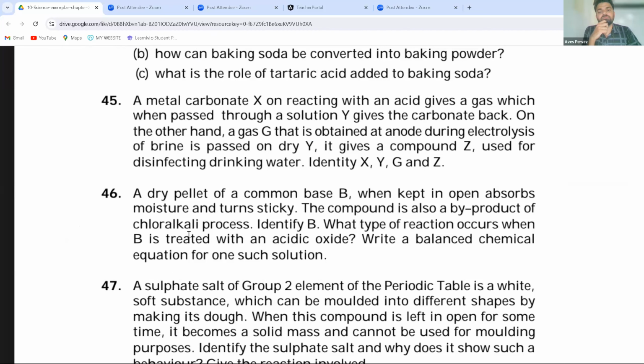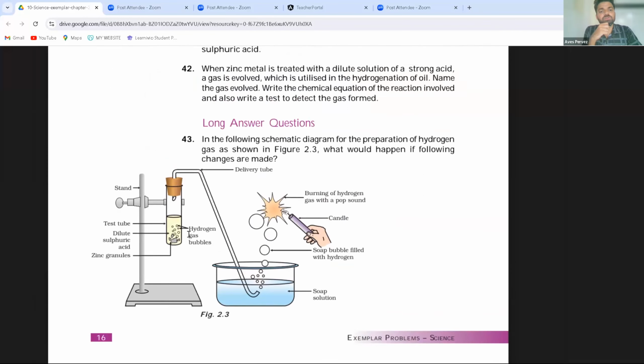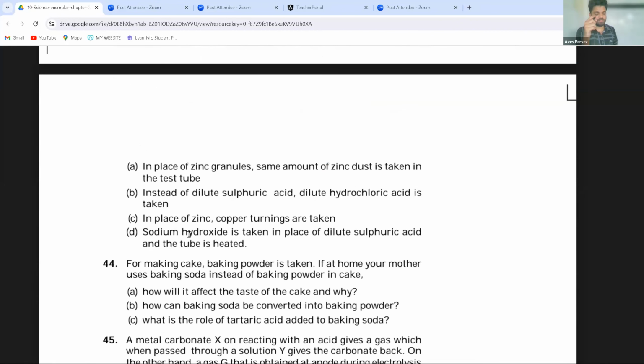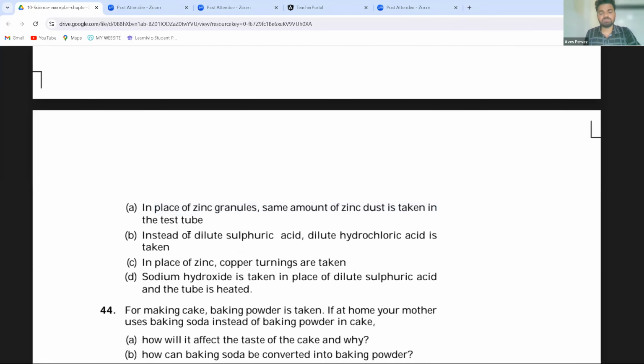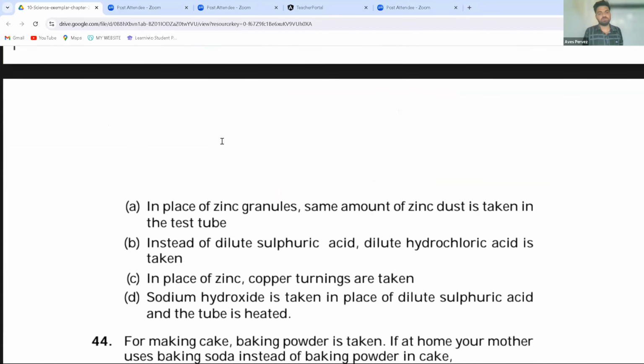Do question number 45. This is question number 43 on your screen, and you have to start doing this question, okay? Here zinc granules are added in this test tube. If instead of zinc granules you have some other things, how will you distinguish? If you have zinc granules and dilute H2SO4, and instead you have zinc dust, then what would happen? Tell me first.